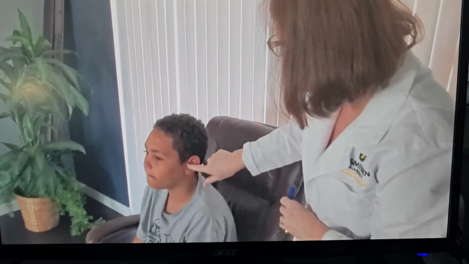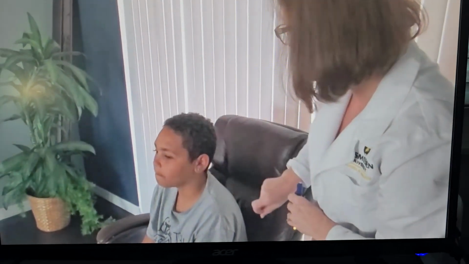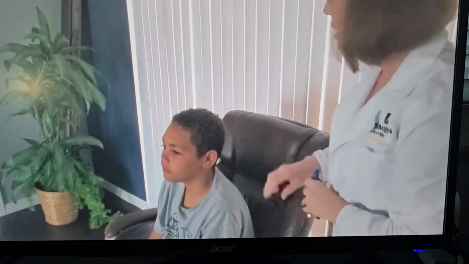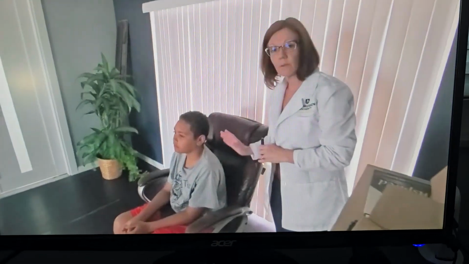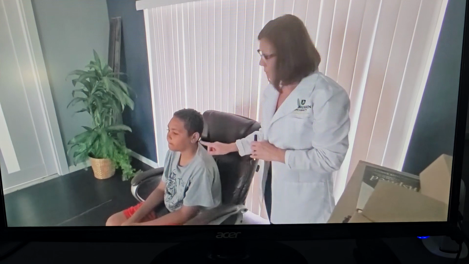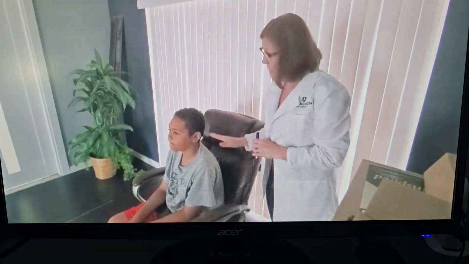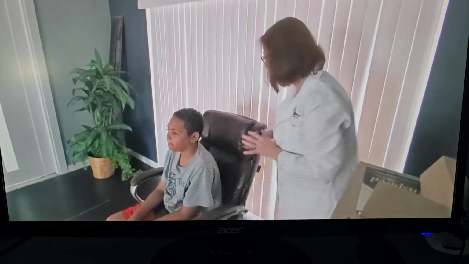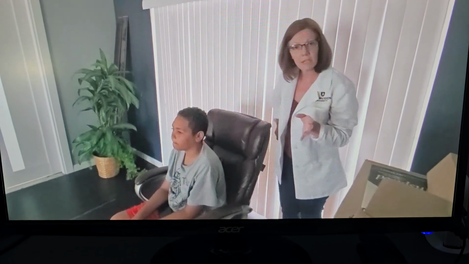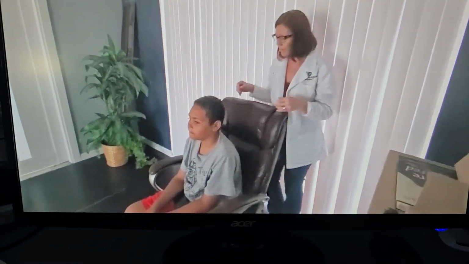Now, I'm just going to push right here on the tragus. Any pain or tenderness? No, ma'am. Good. So at this time, Patrick's ears are without any pain or tenderness. I don't see any excess cerumen or problems, but I want to test his hearing. So I'm going to step behind him.